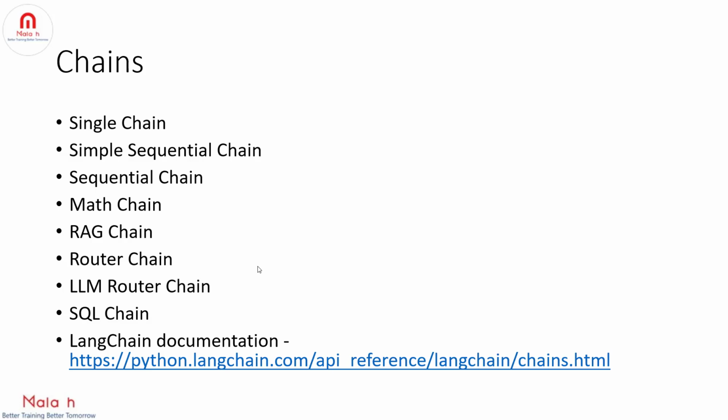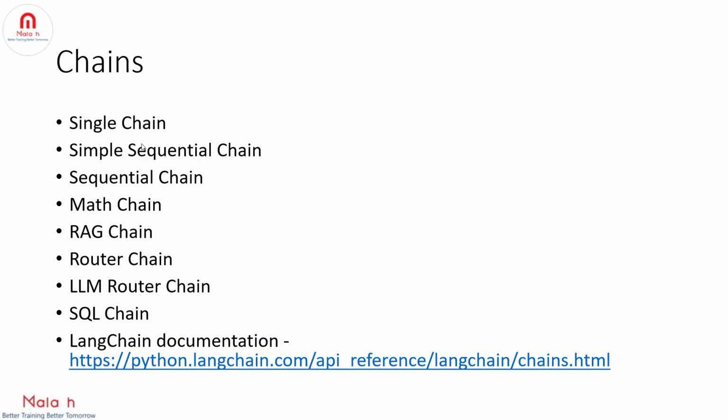So far we learned about what a chain is and what the different types of chains available are. A chain allows us to combine multiple components together to create a single coherent application. We have several chain types available, and we will see the implementation of these chain types one by one. The first one is single chain.